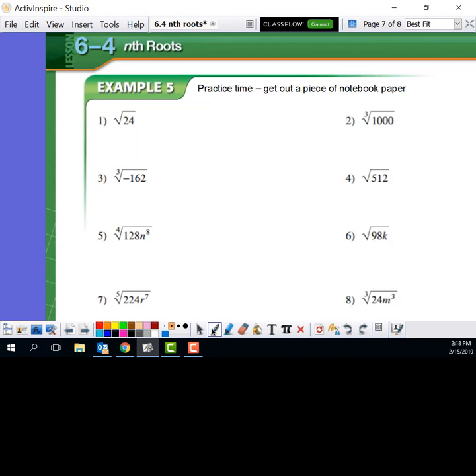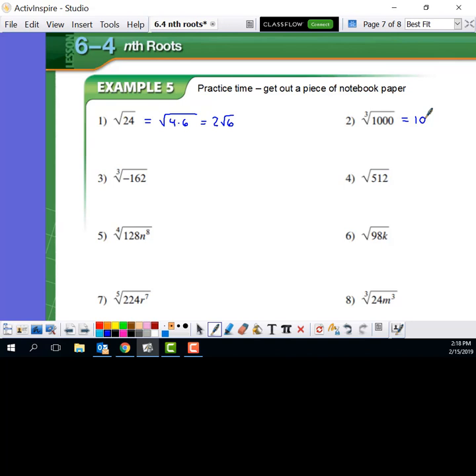Okay, number 1, the square root of 24, that's an easy one. We can break that down to 4 times 6. And then we know that the 4 comes out as a 2, so that's just going to be 2 root 6. Number 2, the cubed root of 1,000, that's easy, that's just 10.